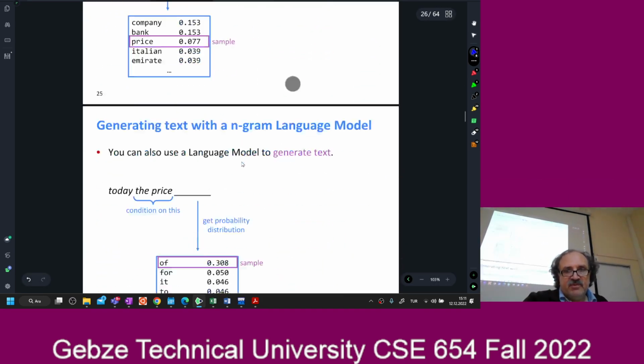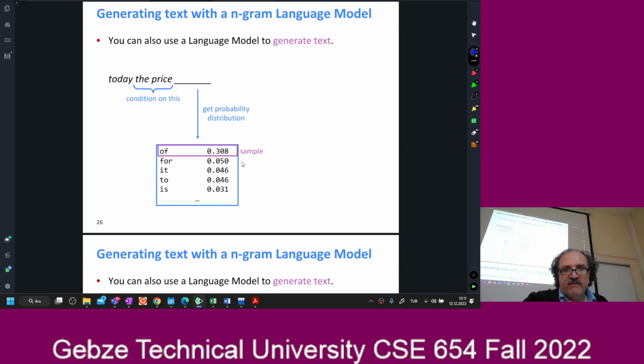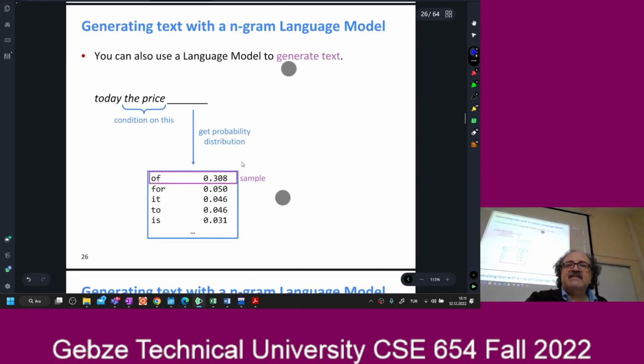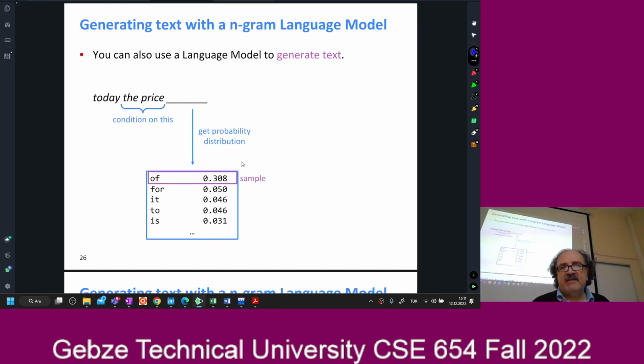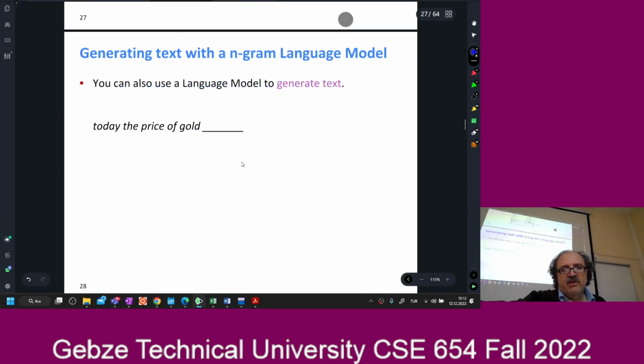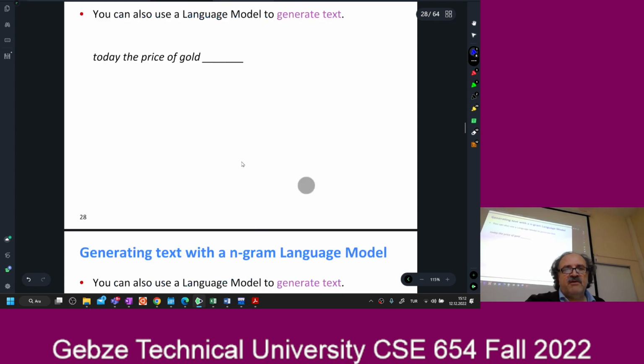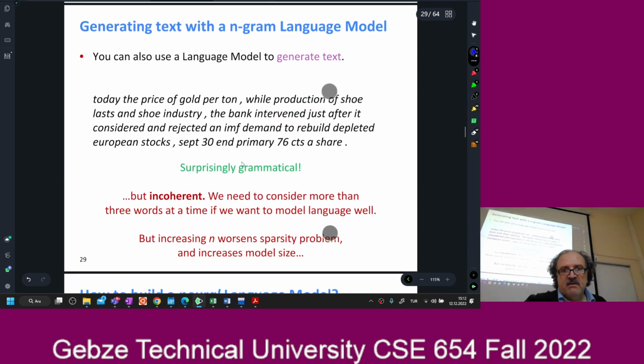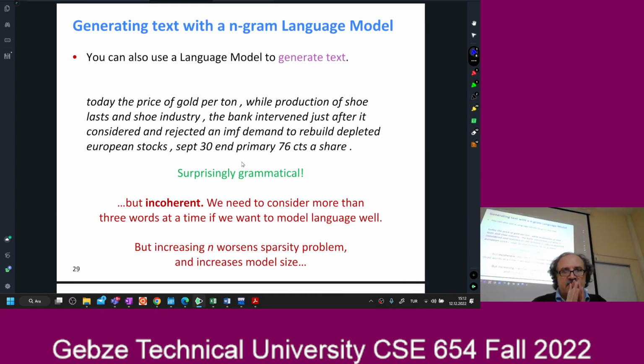Okay, so I am going to move off this one. One nice thing about this language model is we can produce sentences like this, right? Today the price, what is the most possible word after "price"? It looks like "of". Today the price of, after the "of", what is it? Gold. And I can continue that way, okay? And this is some language generated by n-grams.